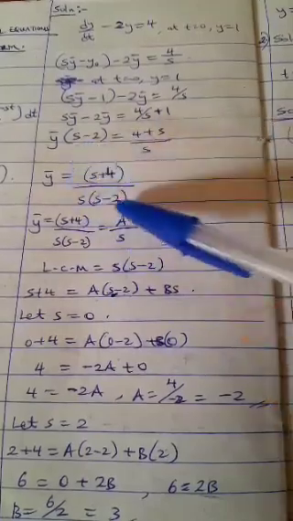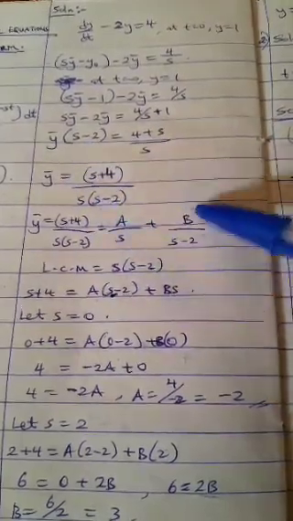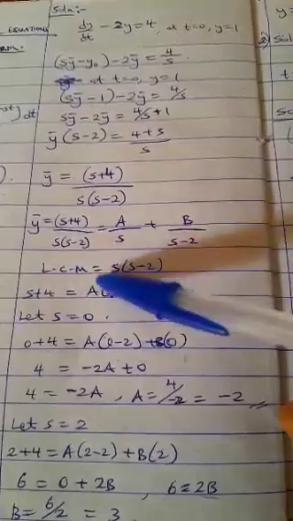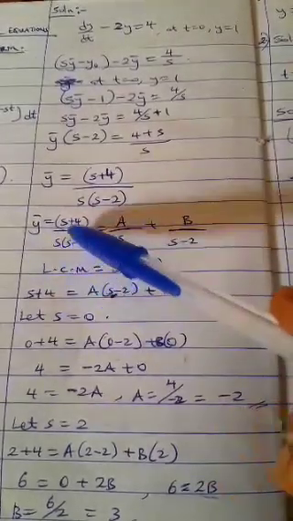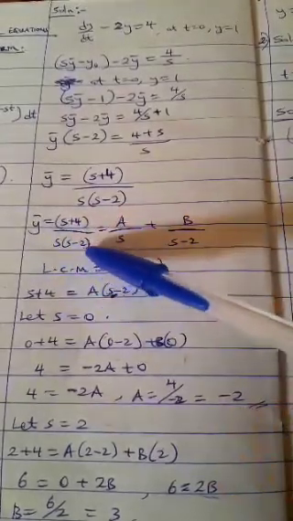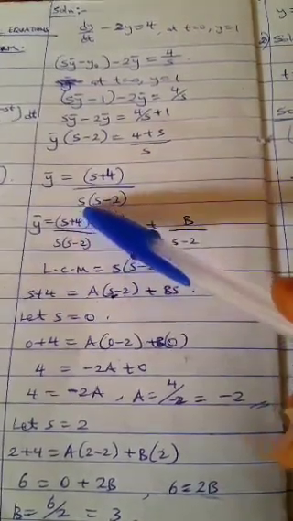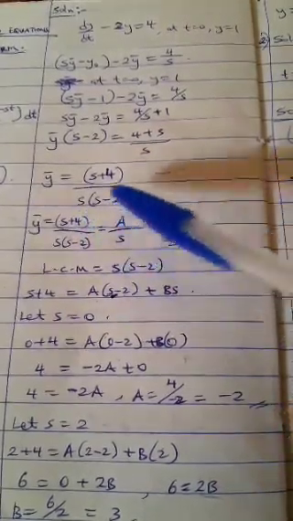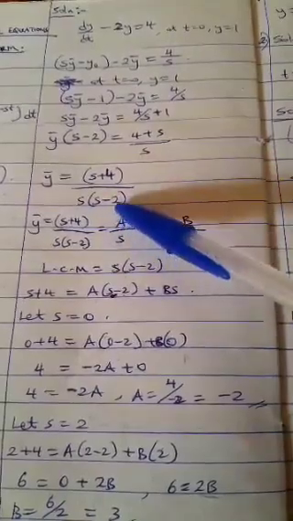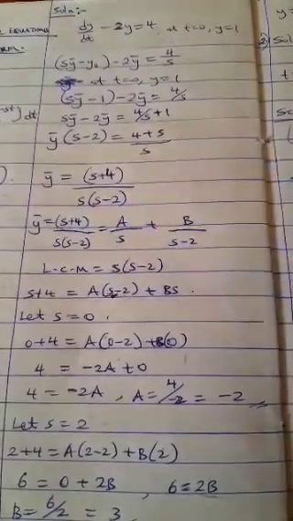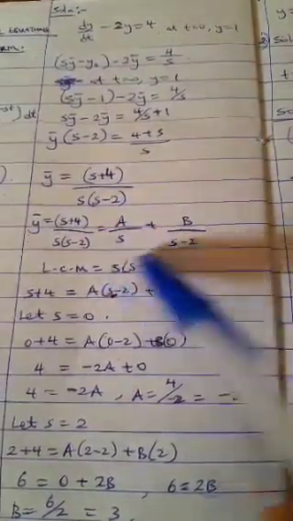This one goes for A and the other one goes for B, according to the law of partial fractions. So you now use partial fractions for it. (s + 4) over s(s - 2) equals A over s, this first s, plus B over the second one. So the next thing for you is to find the LCM of these two.